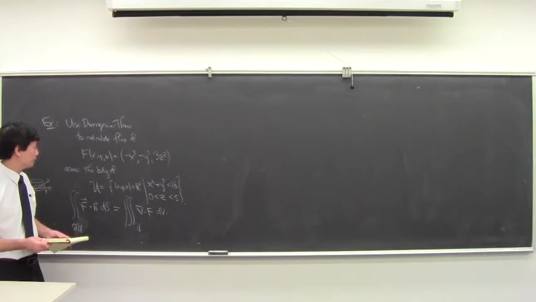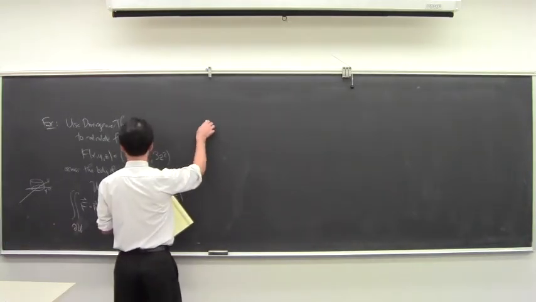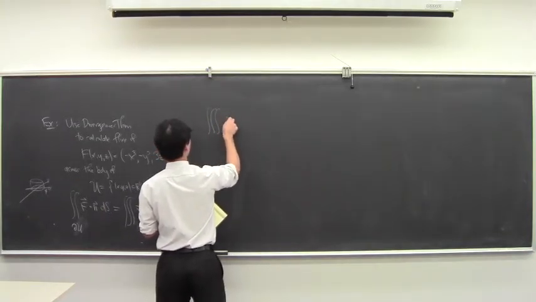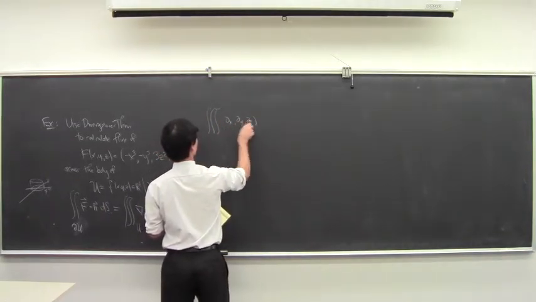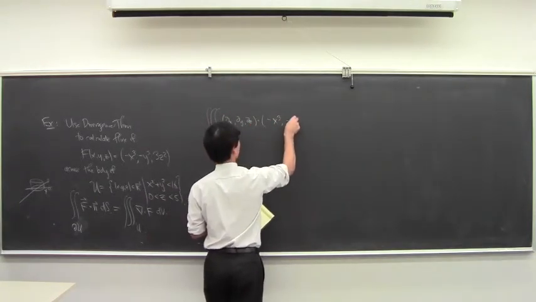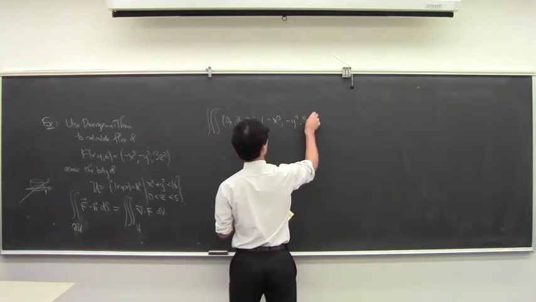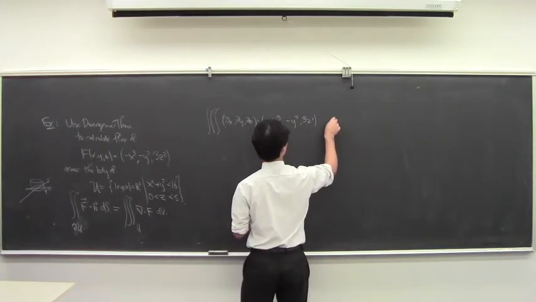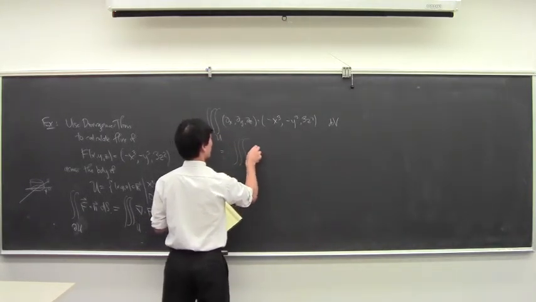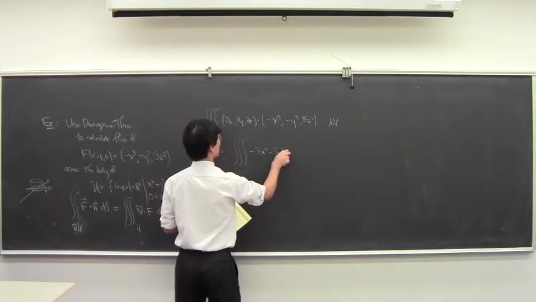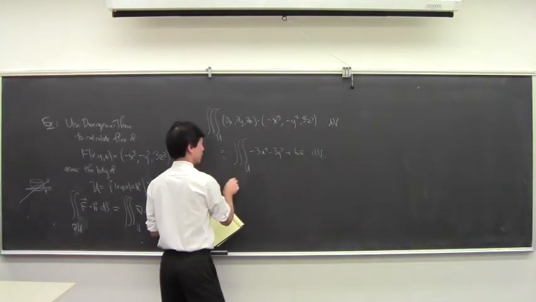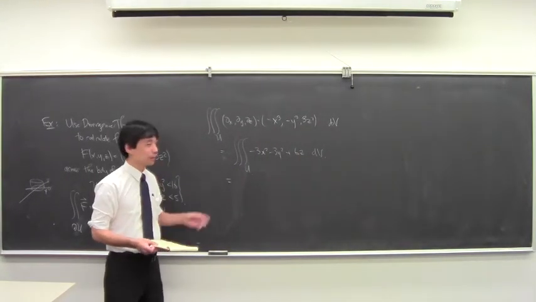Okay, so let's do it. What do you get? You're taking the triple integral dx dy dz of the divergence of negative 3x squared... dotted against negative x cubed, negative y cubed, 3z squared. And so you end up with negative 3x squared minus 3y squared plus 6z. And then how do you integrate this?